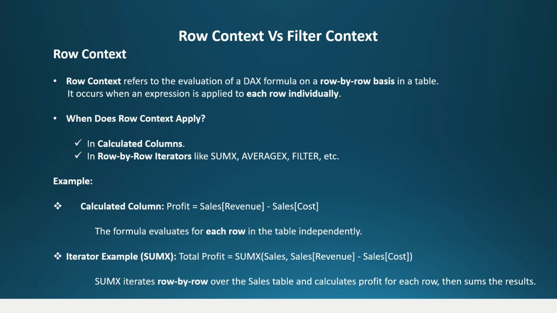I might have explained the basics about the row context when I explained the calculated column, but let's go a little bit more in detail in understanding the row context and the filter context. The row context basically means that the evaluation of the DAX formula happens row by row. It happens on every single row based on a particular table. It occurs whenever the expression is applied to every row individually.